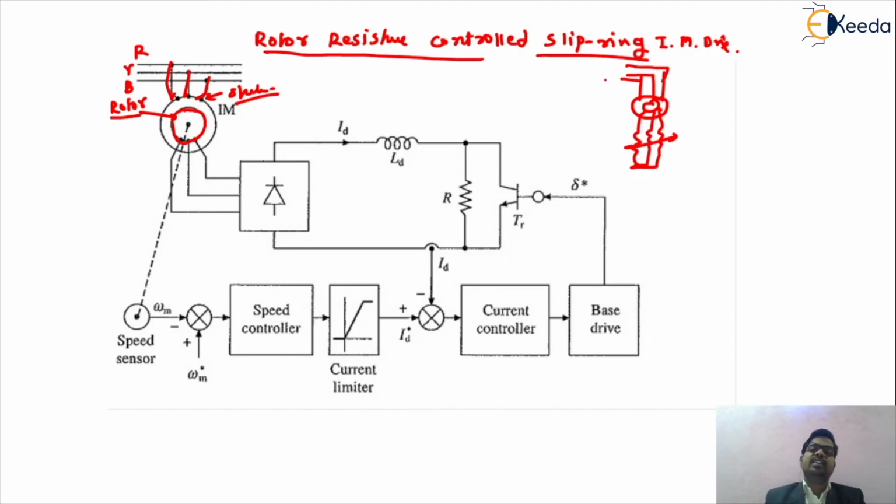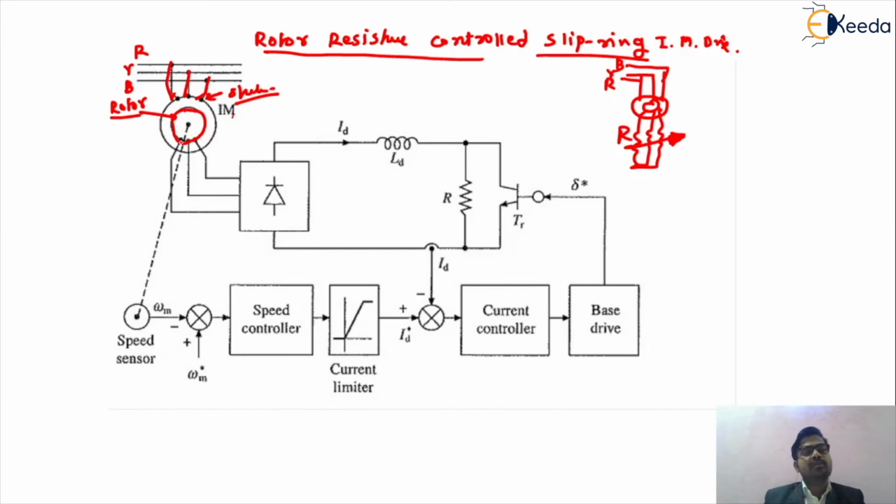This is the supply, that is RYB phase sequence. So this is the resistance, this is the rotor circuit, this is variable resistance. So in the slip ring induction motor, we have to change this value of the resistance by which we can get the speed control method. Okay, so this is slip ring induction motor.